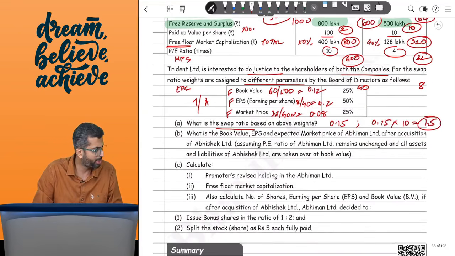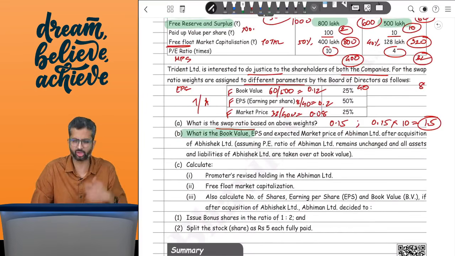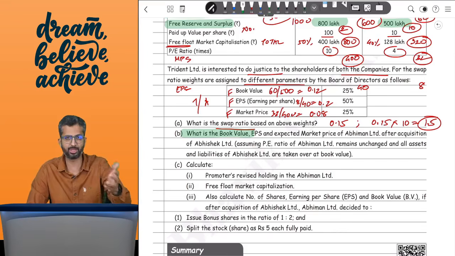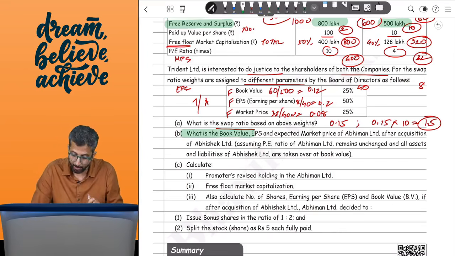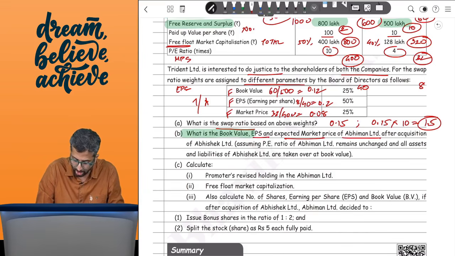What is the book value? Now, this is the only place where you have the post-merger book value per share. Almost every question has post-merger EPS market price. Here you have the post-merger book value per share. Then EPS, expected market price of Abhiman after the acquisition, assuming the P/E ratio of Abhiman remains unchanged and all the assets and liabilities are taken over at book value.